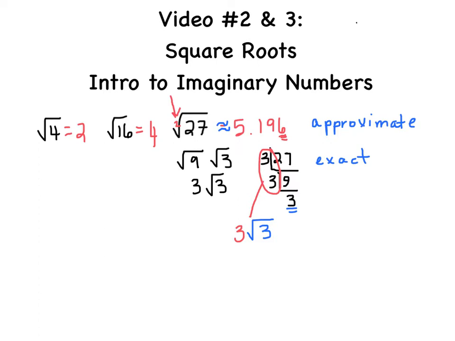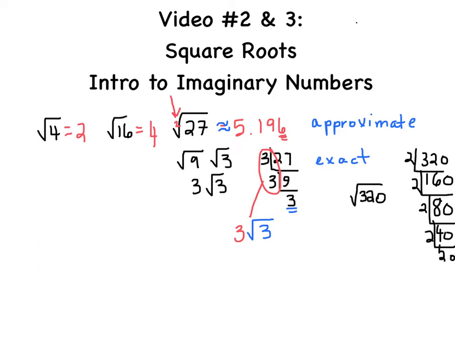Let's try that again with square root of 320. Now, looking at that, I don't know what the largest perfect square inside is, which is why I don't like to teach this way. I would prefer you do an upside down factor tree. So I'm going to upside down factor 320. That's 160. I'm going to keep dividing by 2 until I can no longer divide by 2. Well, there we go. And 5 is a prime number.